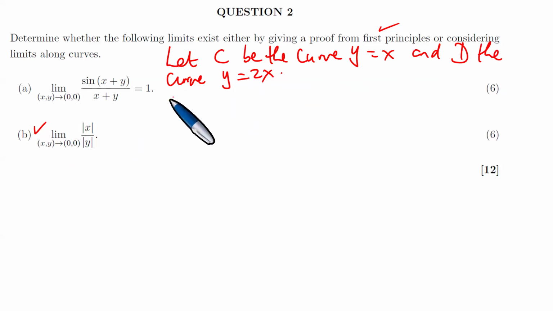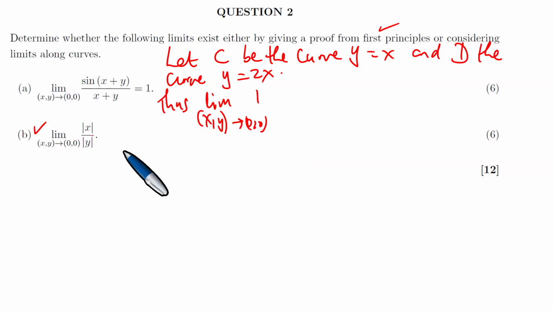Thus, with the limit as x and y approach 0 and 0, okay, we're taking it from here. This is the limit. Now we're going to take it along curve C, which is this one. If you take it along curve C, it means that wherever there is y, you can put x.